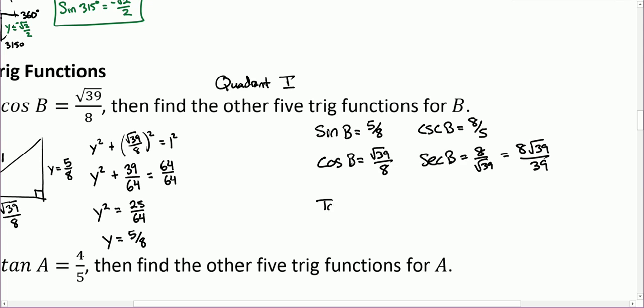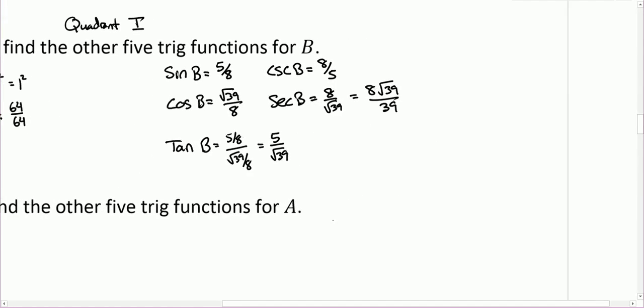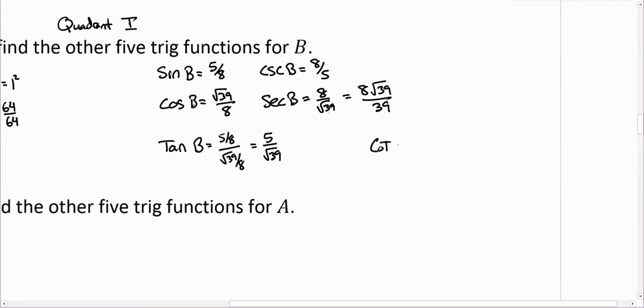And then the tangent is sine over cosine, which is 5/8 over root 39 over 8. If I multiply top and bottom by 8, I get 5 over root 39, which I want to rationalize the denominator. But before I do, notice that the cotangent is the reciprocal of the tangent. So if I flip that fraction over, I get the root 39 on top where I want it over 5 for the cotangent of b.